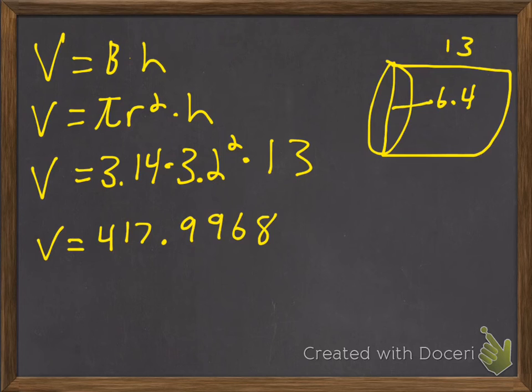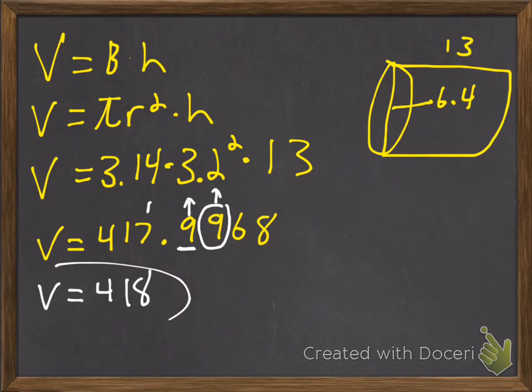417.9968. Now we want to round to the nearest tenth. That's 1 decimal place, so we use that next number. Now 9 rounds us up. So 9 here will round up as well, which carries the 1, so you get 418.